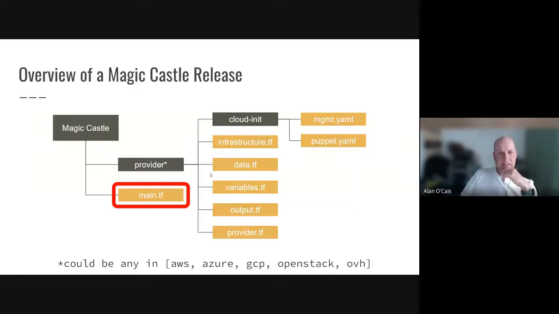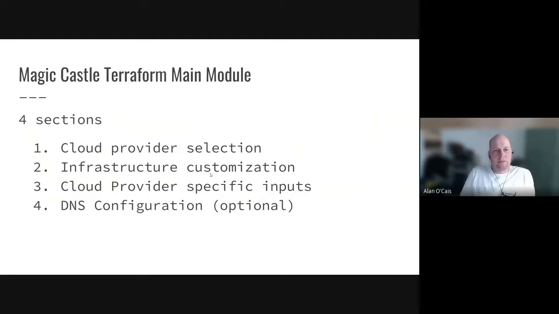So the main interface is this particular file, main.tf, so this Terraform file. It has 4 sections. It has the cloud provider section, so something specific to the cloud provider. It has customizations that you can give for the infrastructure. So how many nodes do you want? How many login nodes do you want? What kind of features should they have? This is all possible to provide.